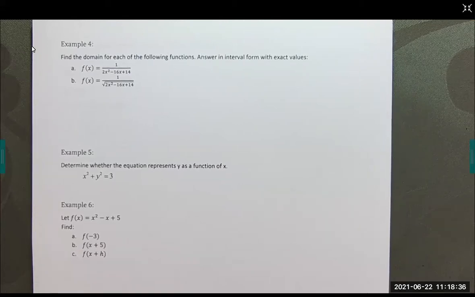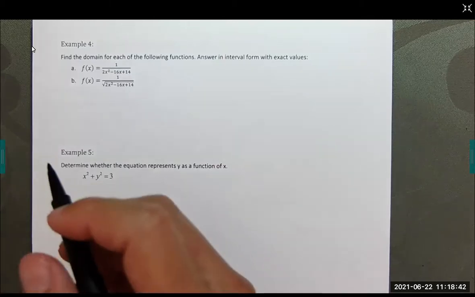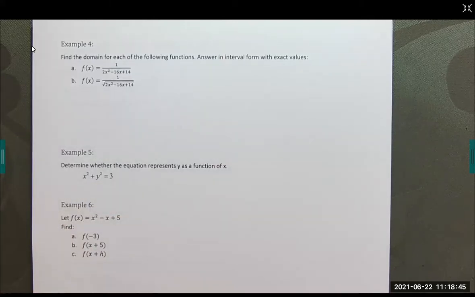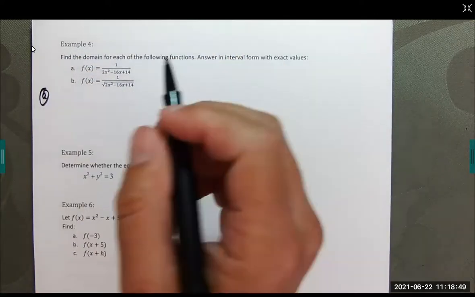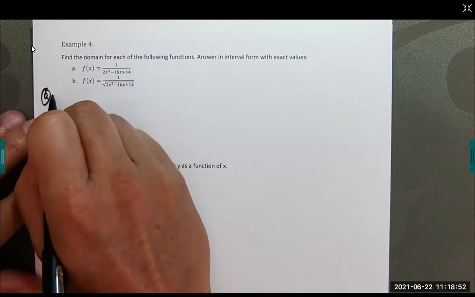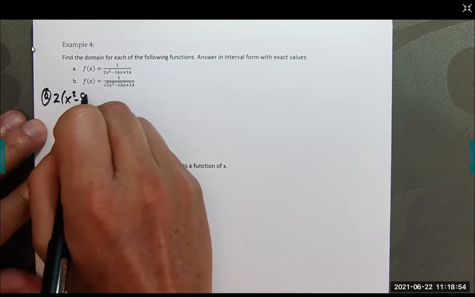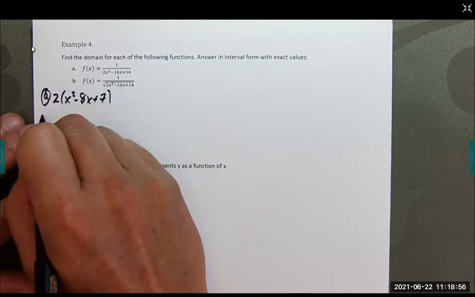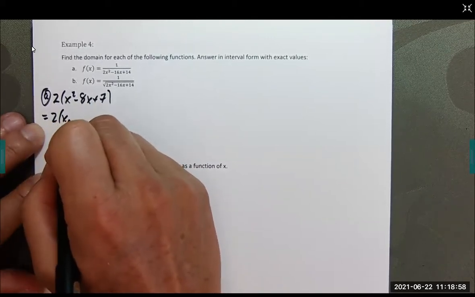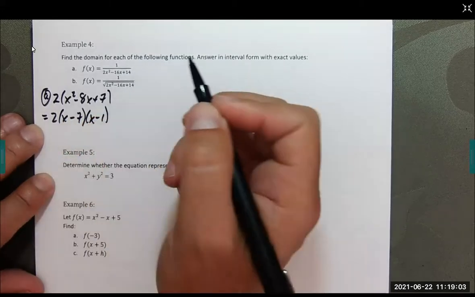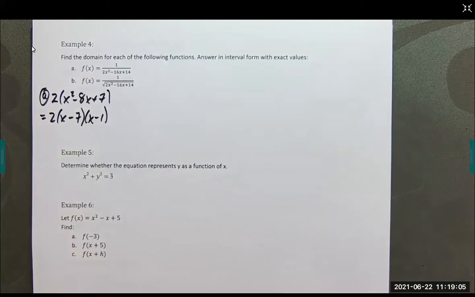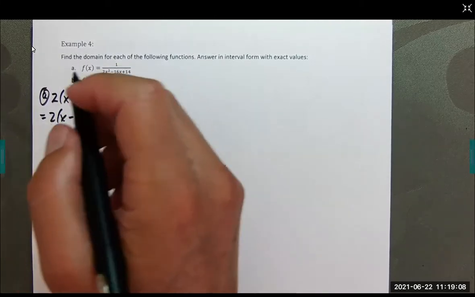Find the domain for each of the following functions and answer in interval notation with exact values. So for part A, I'm going to have to factor the denominator because I can't divide by 0. So I'm going to take this denominator, pull a 2 out, and factor it. So this tells us that x can't be 7 or 1.